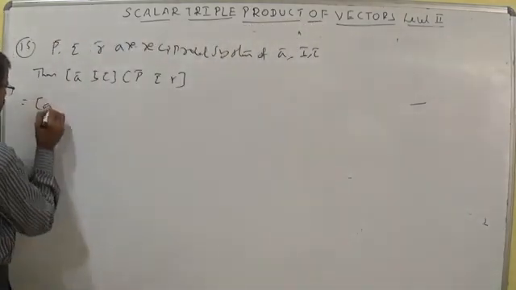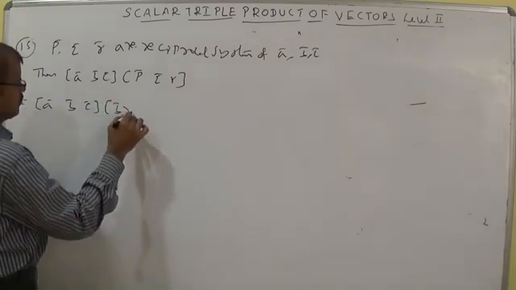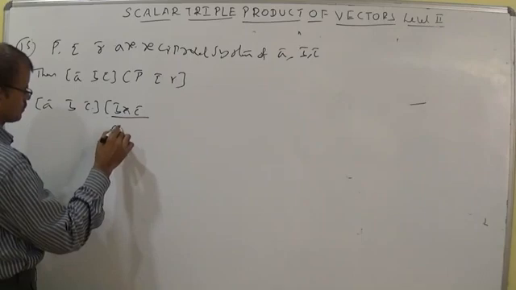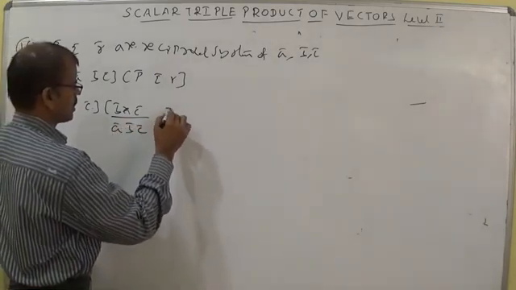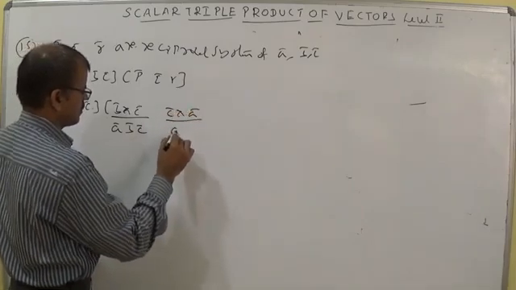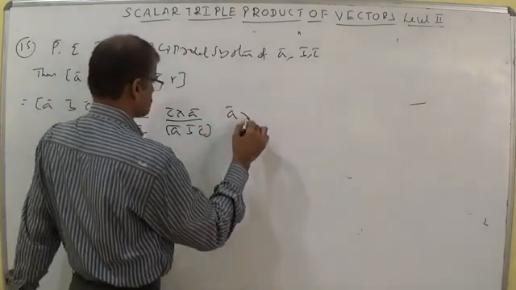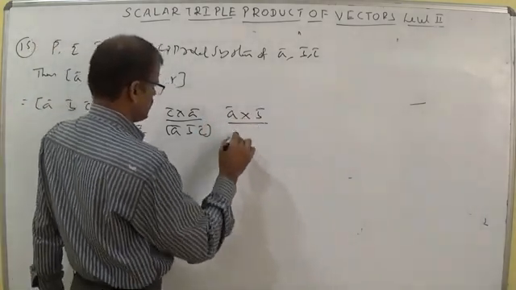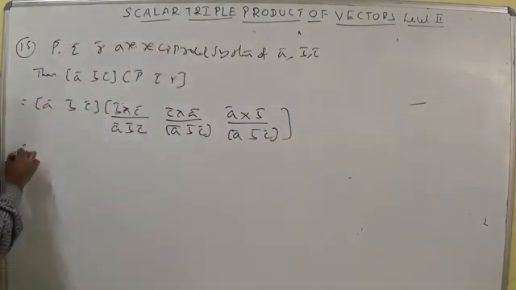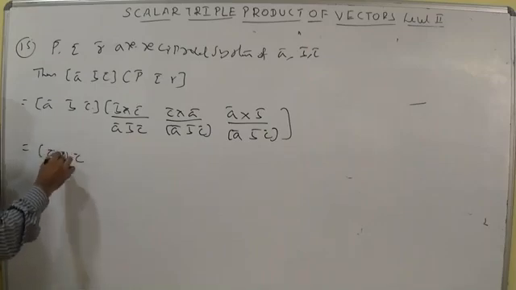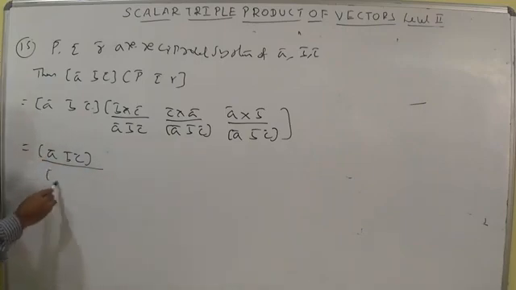We can write here box ABC into B cross C by box ABC, here this is C cross A by box ABC, and here you can write A cross B by box ABC. Overall, box ABC into, whole by, this is 1, 2, 3, box ABC whole cube.